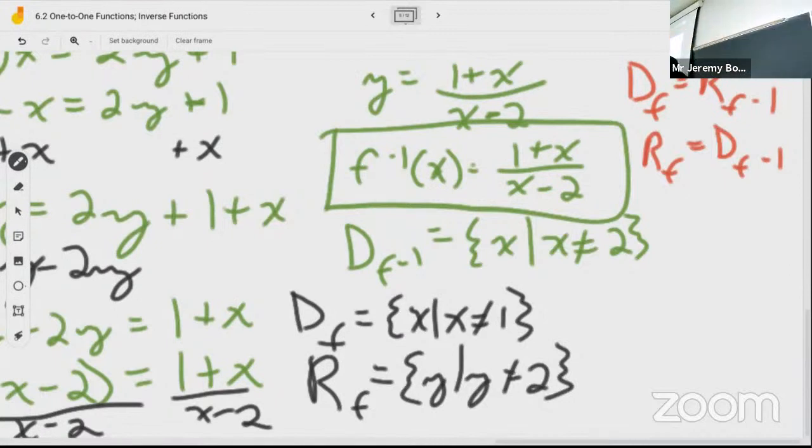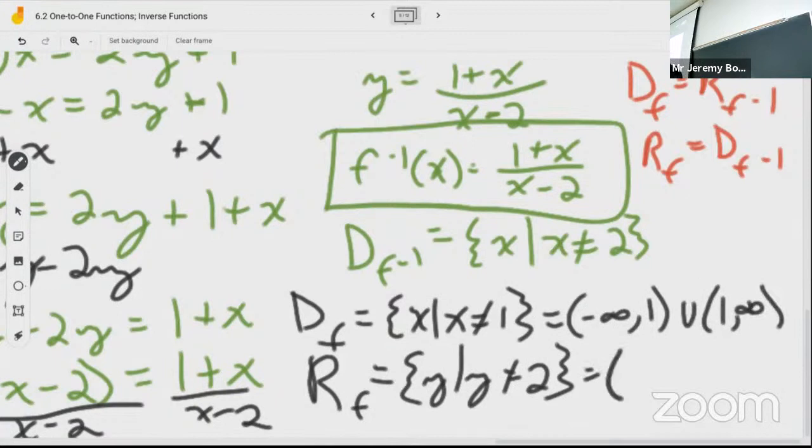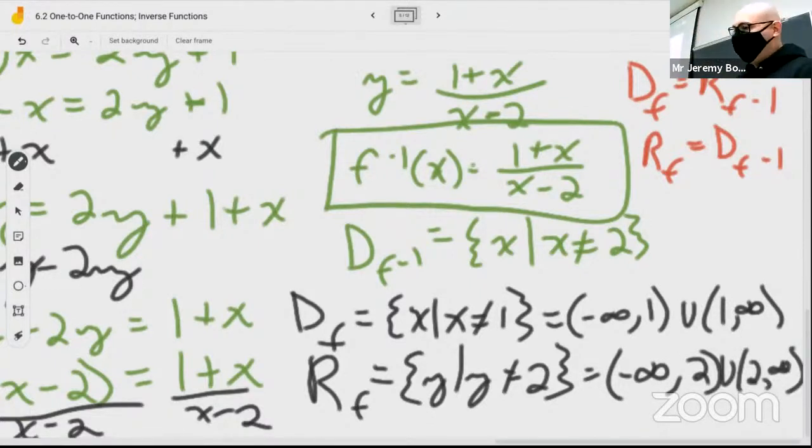So on the test, do we have to write it like that? I'm not sure, but if you did, this would be negative infinity to 1, union 1 to infinity, and this would be negative infinity to 2, union 2 to infinity. I'm not really sure how to do it. I could go look up a problem and see. We could go look at one afterwards. Any questions on that?